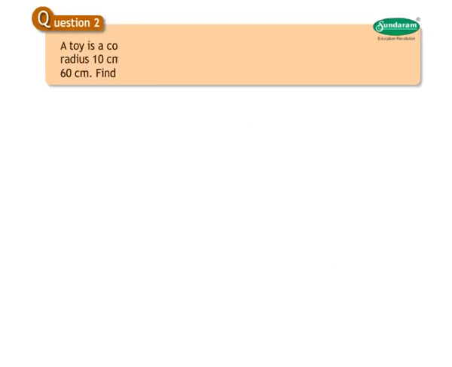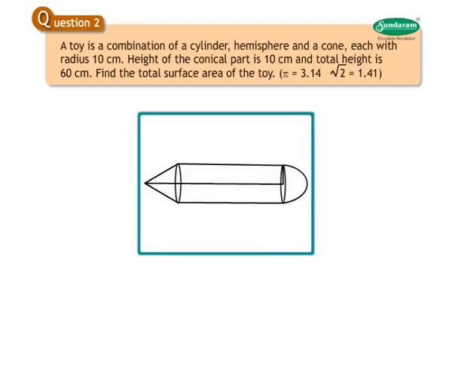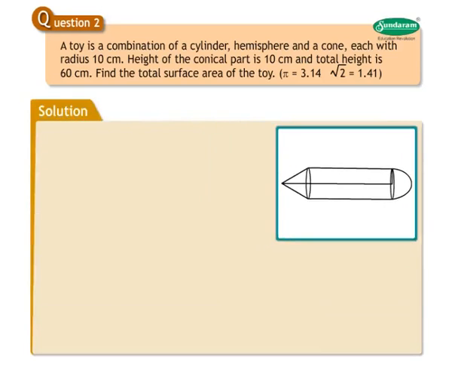Number 2. A toy is a combination of a cylinder, hemisphere and a cone, each with radius 10 centimeters. Height of the conical part is 10 centimeters and total height is 60 centimeters. Find the total surface area of the toy. Pi is equal to 3.14, root 2 is equal to 1.41. Solution. Radius of the cone is equal to 10 centimeters. Height of the cone is equal to 10 centimeters.